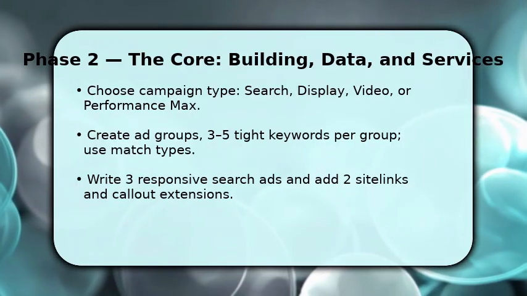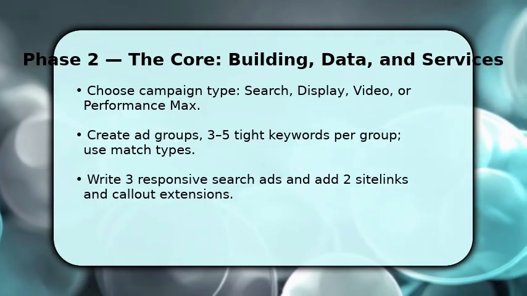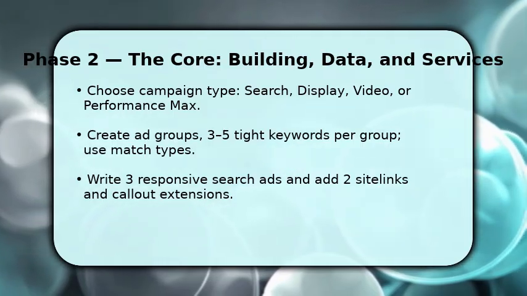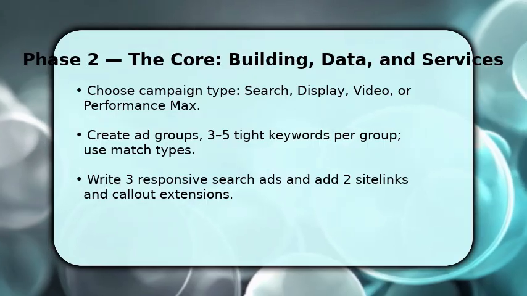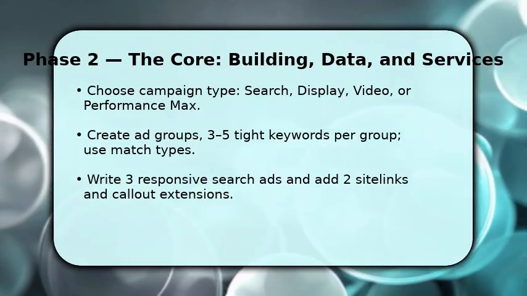estate. Once live, set automated bidding initially. Then watch data to switch to target CPA or ROAS as performance stabilizes.